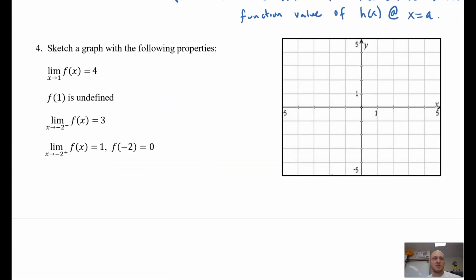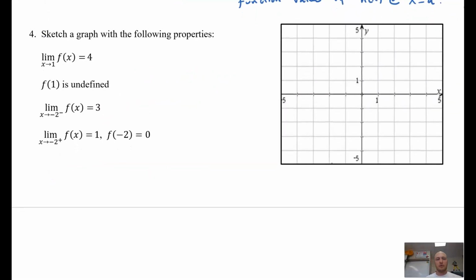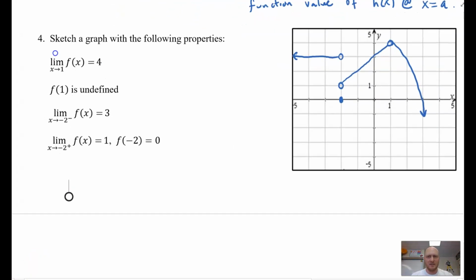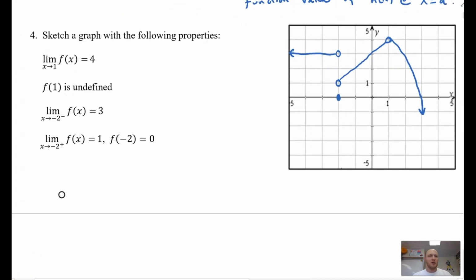Go ahead, sketch the graph with the following properties. Ooh, this is going to be fun. See what you got. Pause the video. All right, here is what I got for number 4. This one was fun. Looking at the first condition, the limit as x approaches 1 of f of x is equal to 4, so we want the limit to be equal to 4, and also f of 1 is undefined, so that's why I put a hole there.